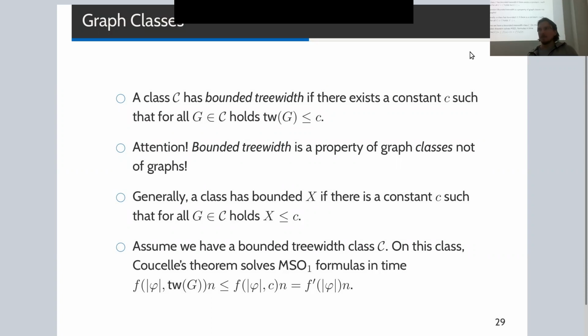So now we have a graph class C that has bounded tree width. And if we want to run Courcelle's theorem, then it would evaluate an MSO formula phi in some function of phi and the tree width times n. But now the tree width of every graph in C is bounded by some constant c. So our running time actually is some function of phi and c times n. But c is a constant now. So we can put the c into the function and say f prime is a function f of phi and additionally c. So we can interpret our running time now as a function that depends only on phi and no longer on the tree width of the graph.